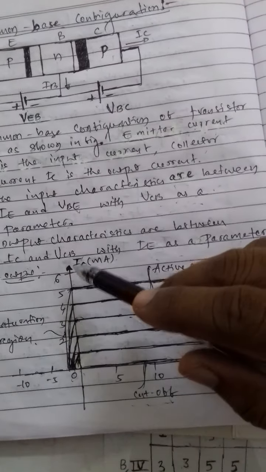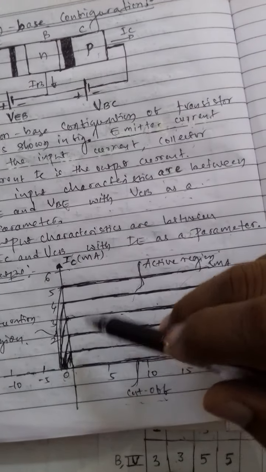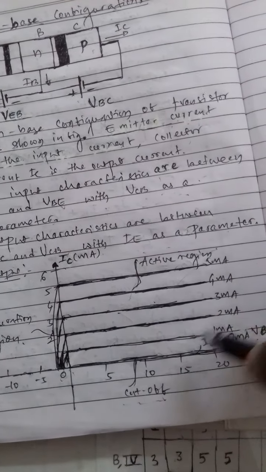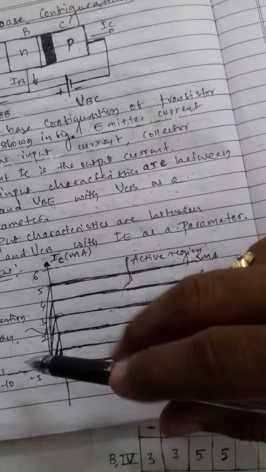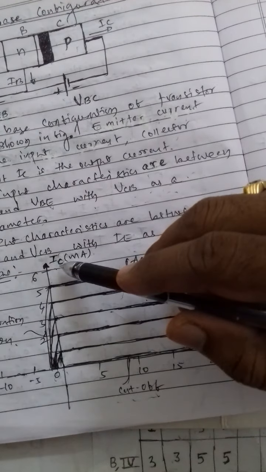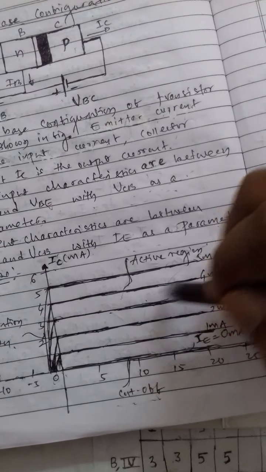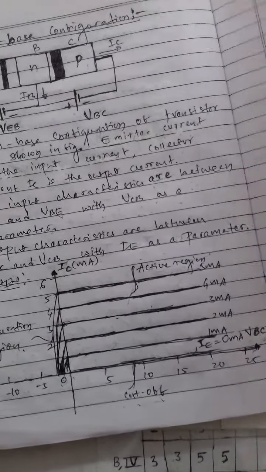Here I have drawn, for reference, the output characteristics of the transistor under the common base configuration, showing the cutoff region, active region, and saturation region. Here the collector current is the output current, this is the output voltage, and this is for different values of the input current.